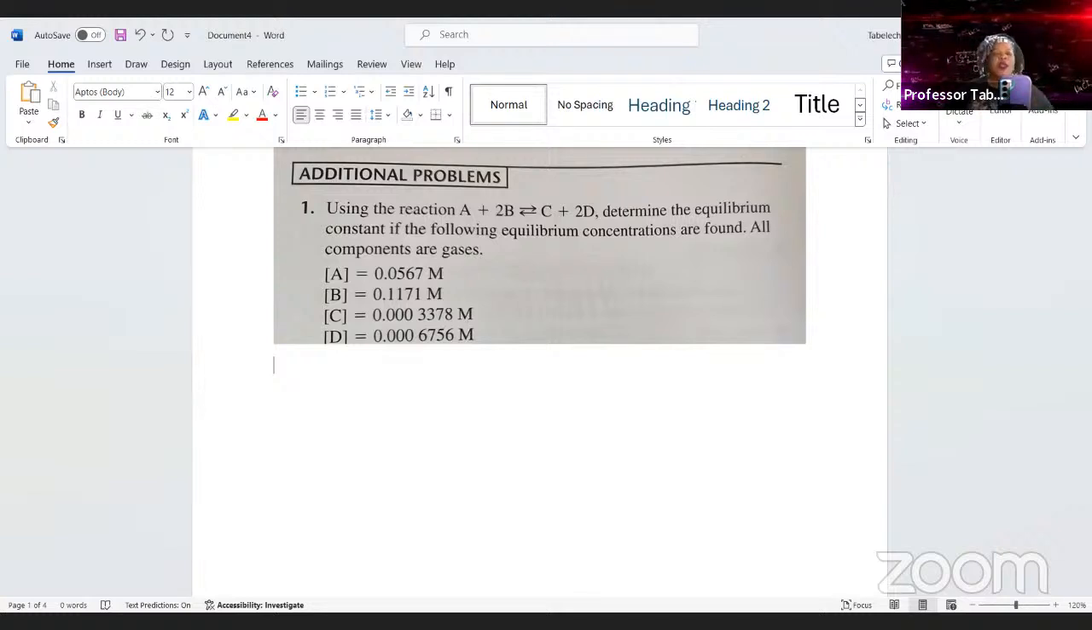Now, something else I want to point out is that in order to understand the ICE chart or the ICE tables, you've got to figure out what these equilibrium constants are all about. As you walk through and see what we're doing here, you're going to know why this is important.